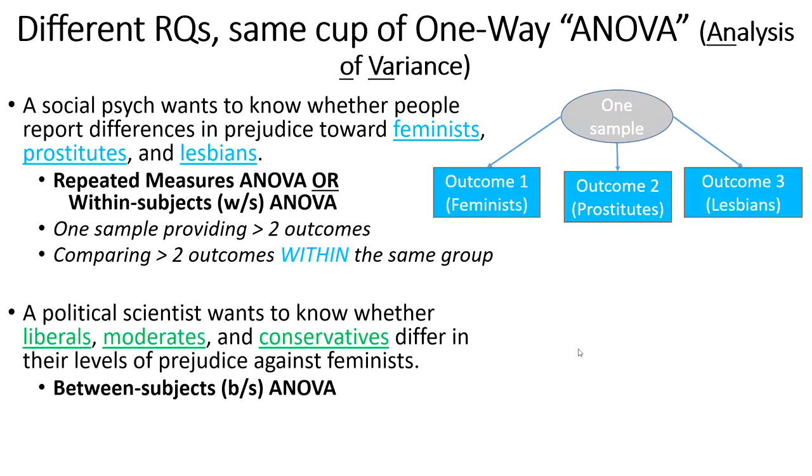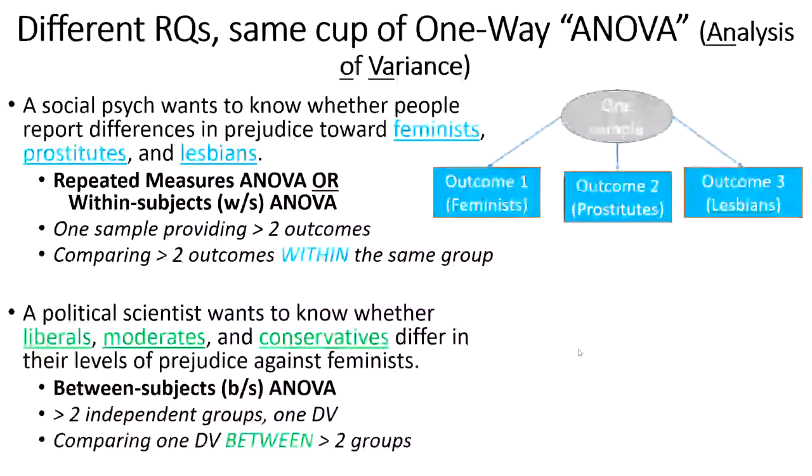And so here we have a between subjects ANOVA where we have more than 2 independent groups and 1 outcome, 1 DV. Another way to say that is that we are comparing 1 outcome between more than 2 groups. So this distinction, within subjects versus between subjects, the between subjects makes sense here. We're comparing 1 DV between more than 2 independent groups.